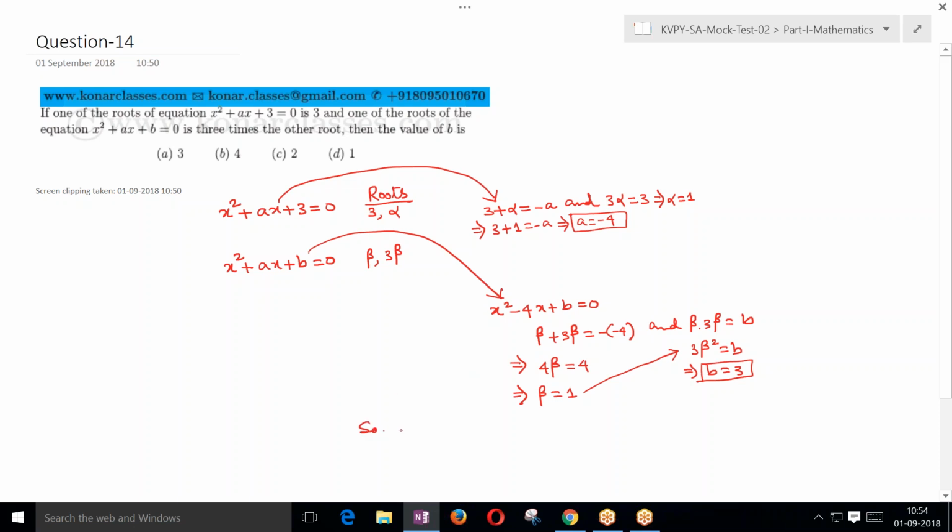So we get correct option as A. I hope things are clear. Then we can proceed to the next question.